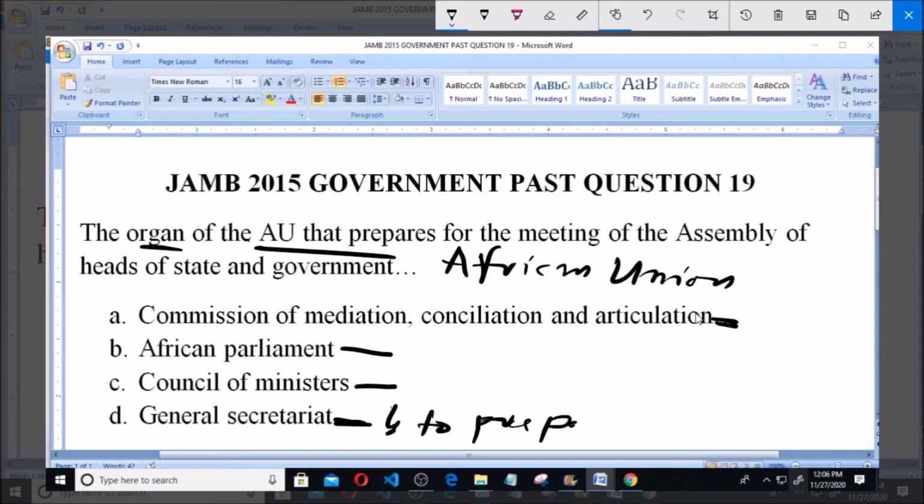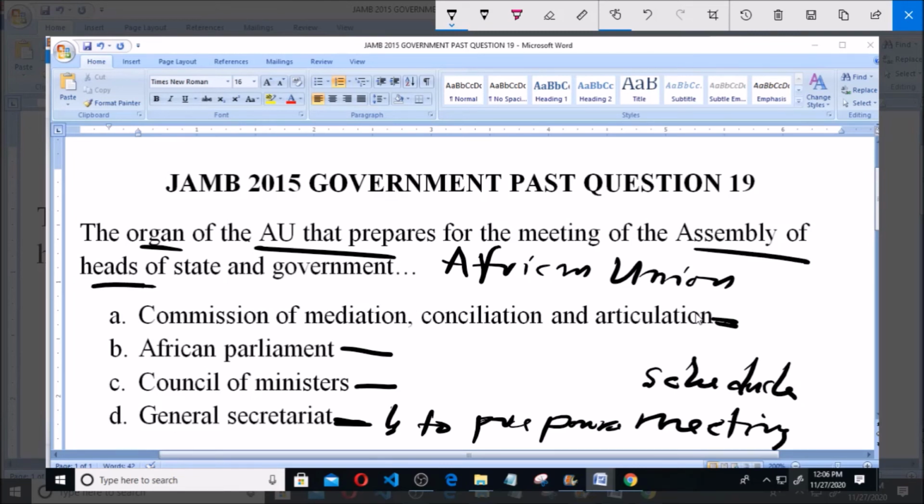prepare the meeting schedule. It's one of the functions, the meeting schedule for the Assembly of Heads of State and Government. So option D is correct.